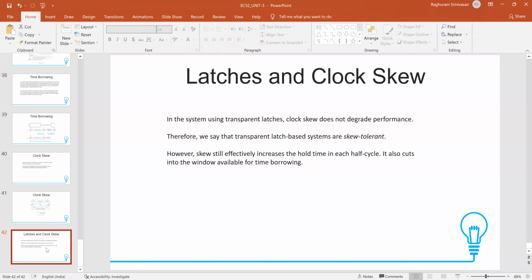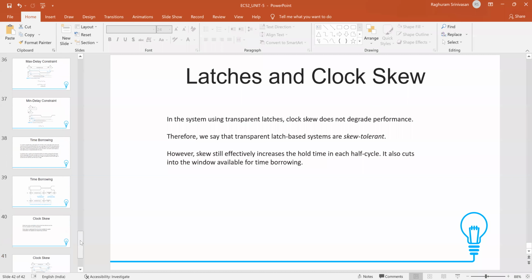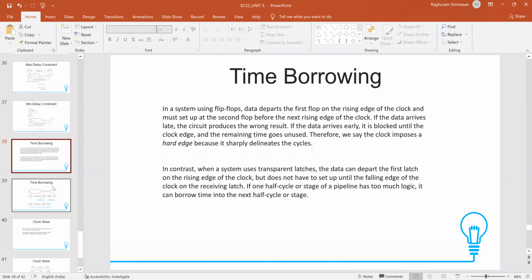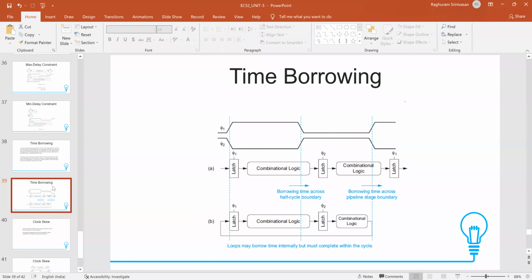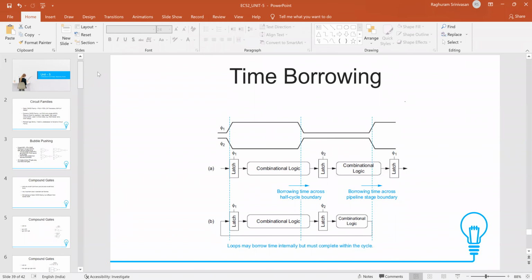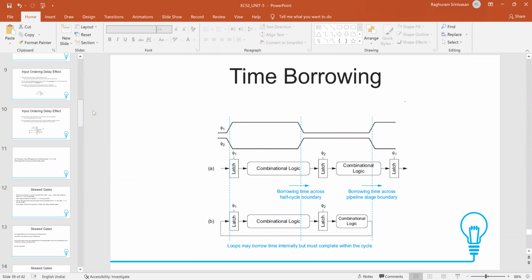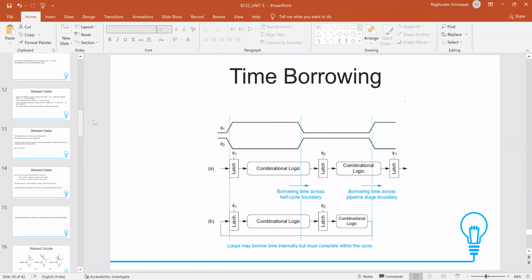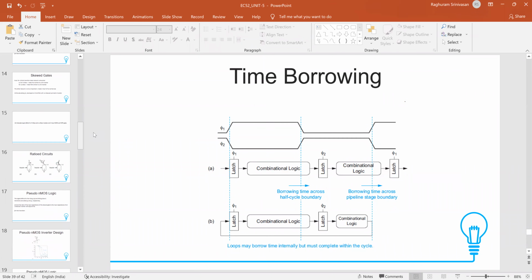Latches and clock skew is also not that important. So we have covered everything except this topic on time borrowing. Time borrowing separately, we will write up and I'll pass it around to all the classes. So that is all the topics in Unit 5. In Unit 5, there are zero numericals. It's just a lot of design-based problems for 75% of the topics.